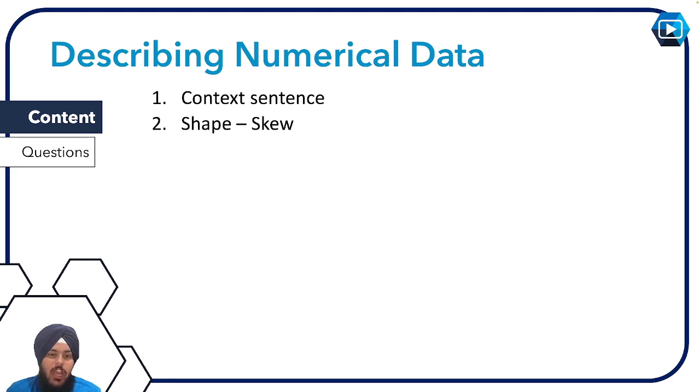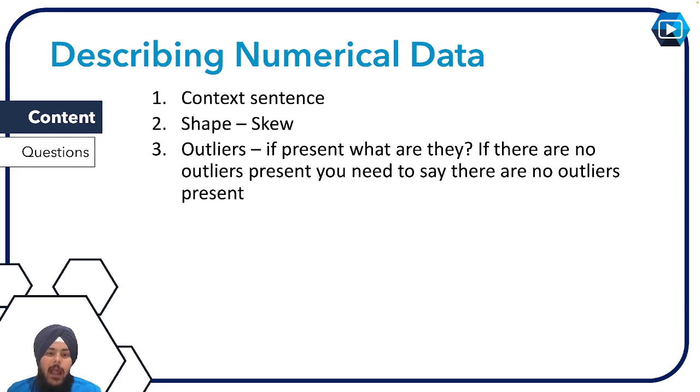Next, we need to describe the shape or skew of the data, describing whether the data is negatively skewed, positively skewed, or approximately symmetrical, and also talking about outliers. If there are outliers in the data, then you need to mention them. But even if there aren't any, you still need to say that there are no outliers present. You can't just leave this part of the paragraph blank, so you still need to mention outliers somewhere.